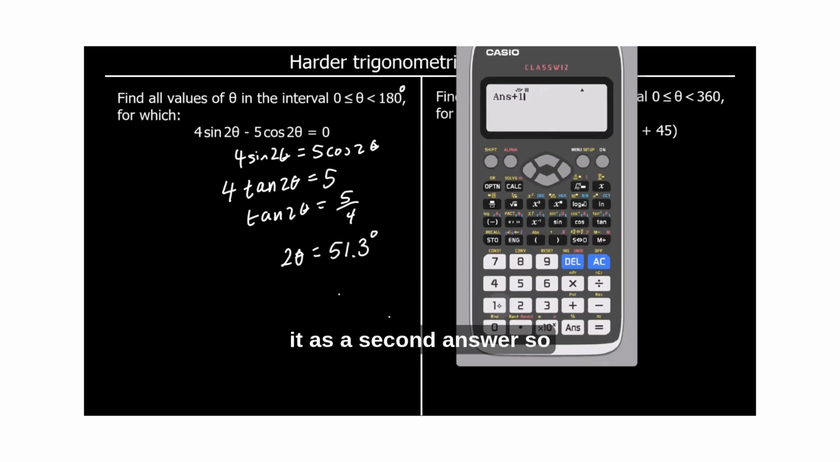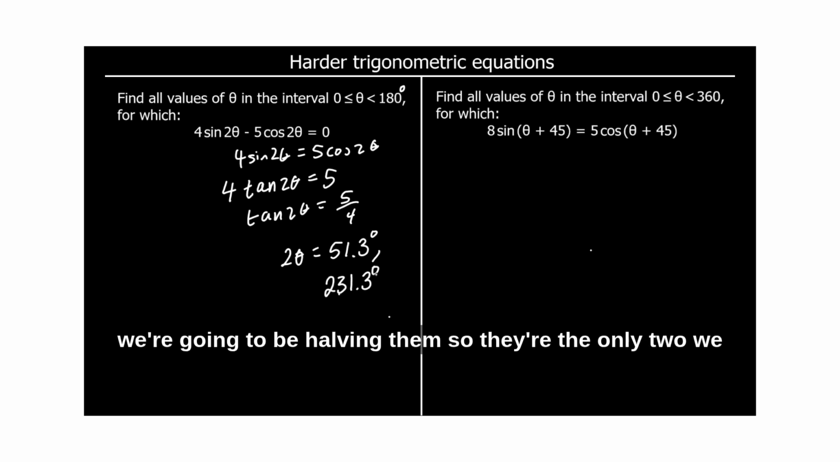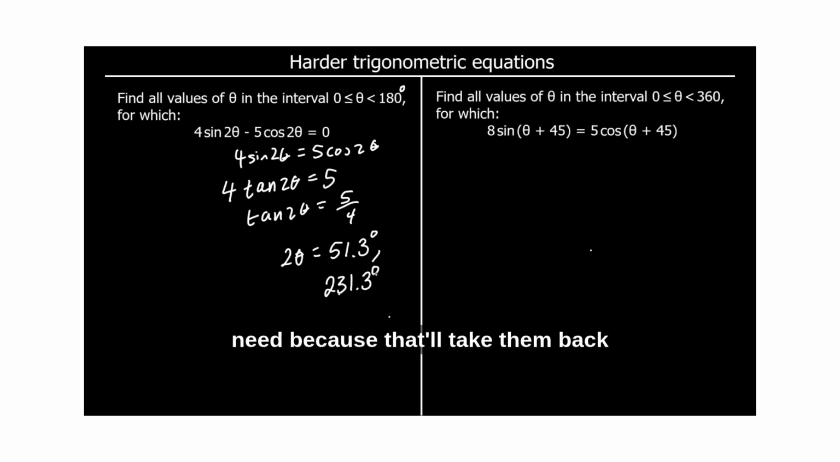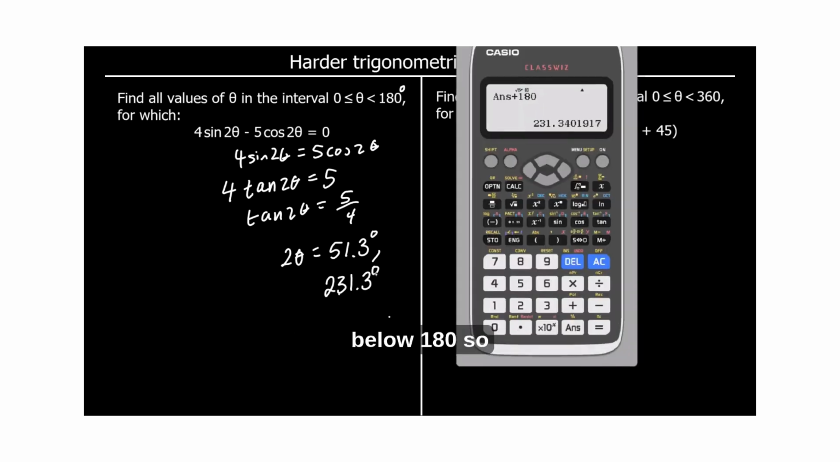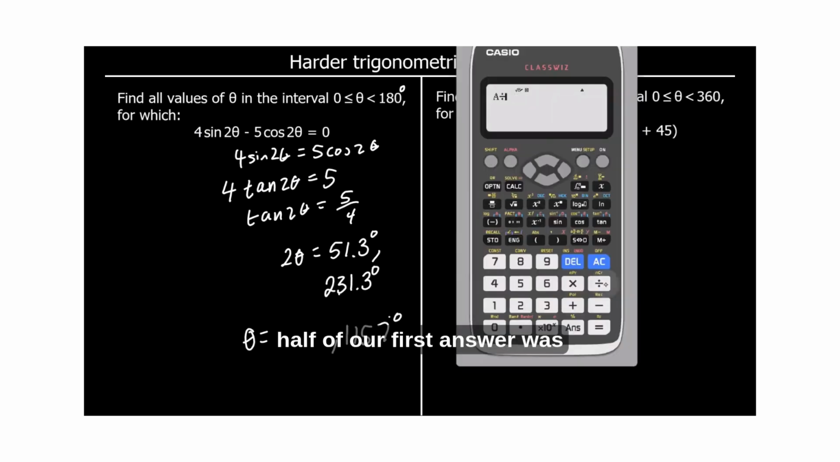Save it as A. Second answer. So for tan, the graph just repeats every 180 degrees. So plus 180, 231.3. And we're going to be halving them. So they're the only two we need, because that will take them back below 180. So half of that answer is 115.7. And half of our first answer was 25.7.